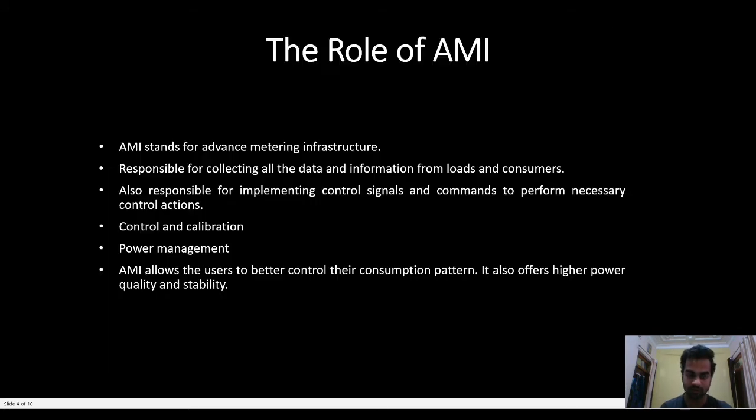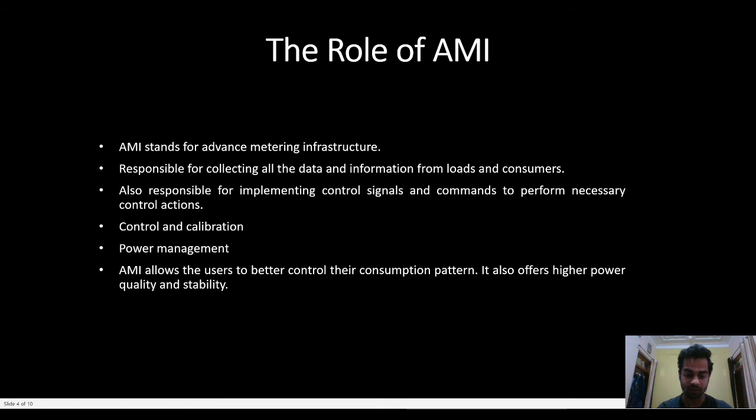So now I'll talk about the first part, that is AMI. AMI stands for Advanced Metering Infrastructure. This is responsible for collecting all the data and information from loads and customers. This collects all information from loads, like how much power is delivered and how much is received by the customer, so we can decide how much they consume per month.